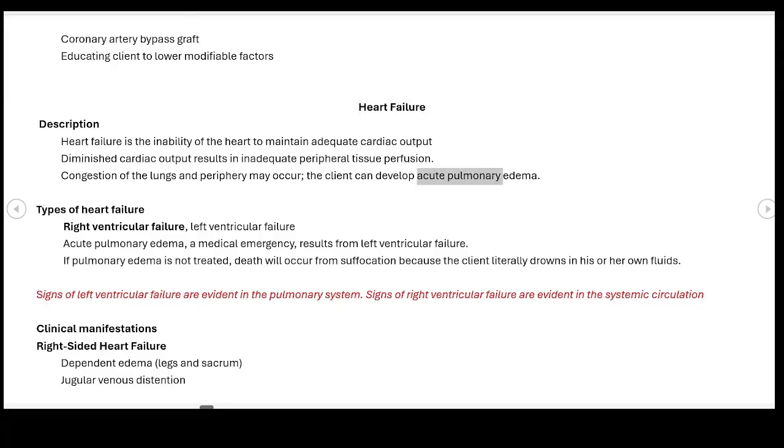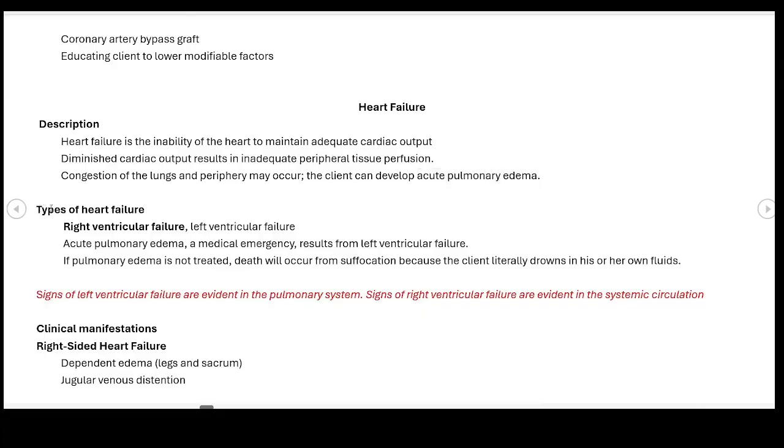So the blood is not moving the way it's supposed to move. When that happens, the patient will be coughing out blood. They will also be dyspneic. They will also be tachypneic. And then we see that the person's heart is failing.